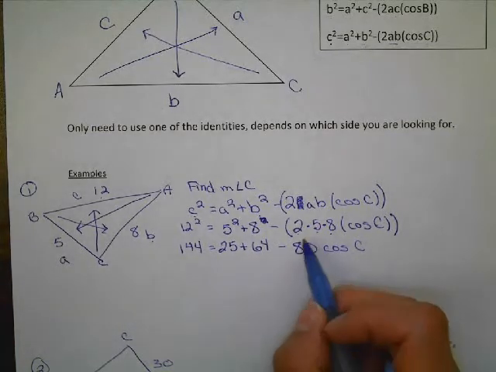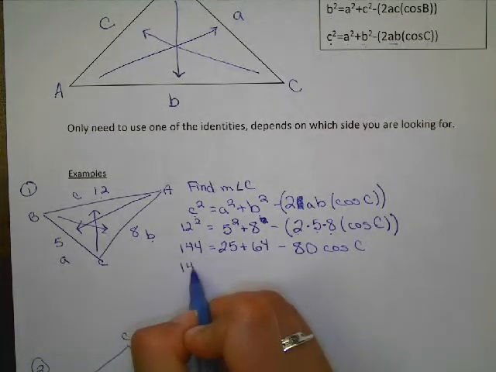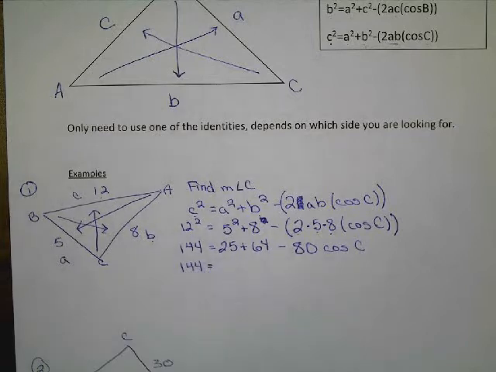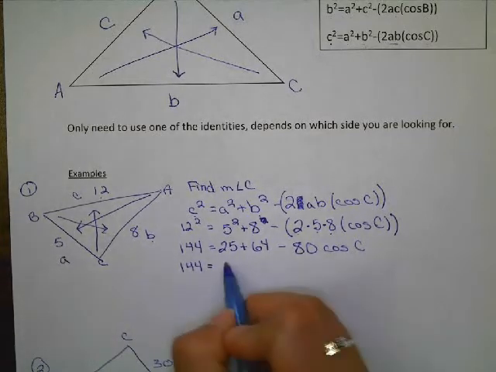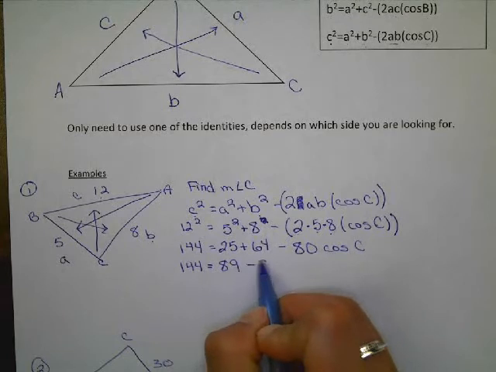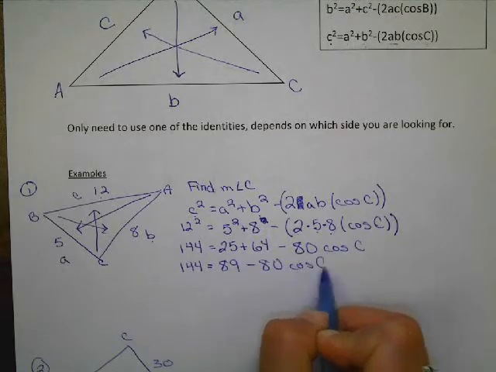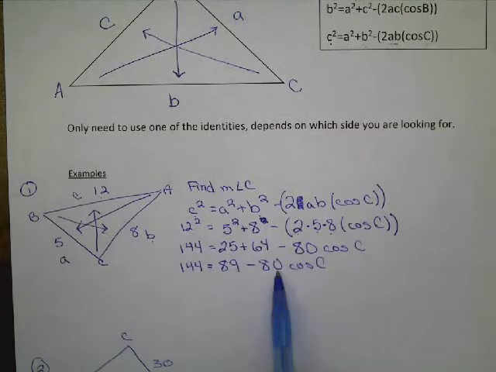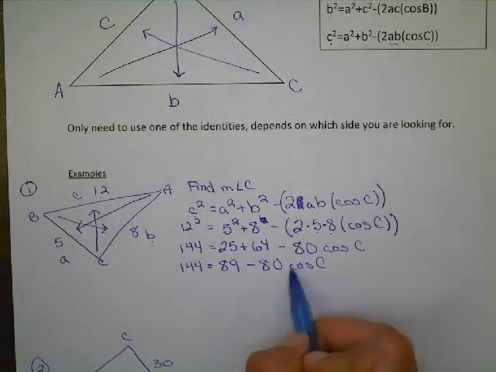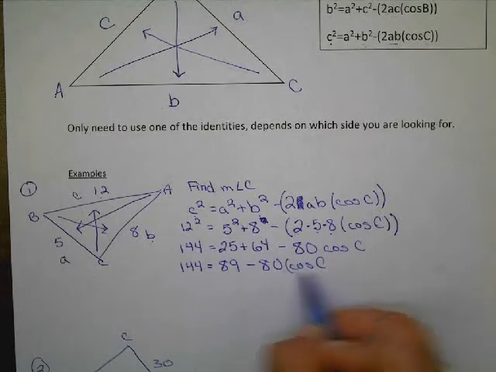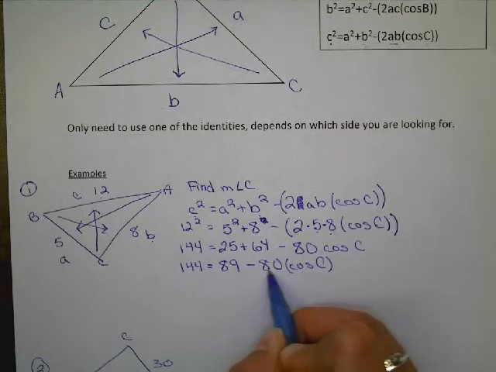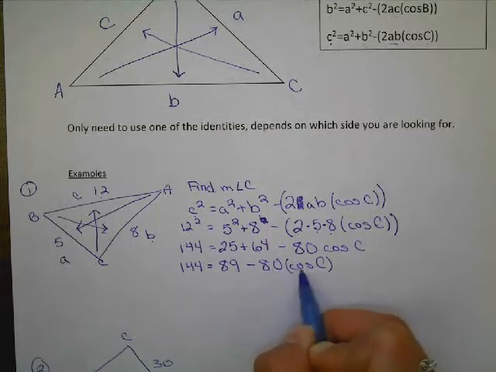Alright, now I'm going to combine my like terms. So that's 144 equals 25 plus 64 is 89 minus 80 cosine C. Now you will notice I did not subtract the 80 here. The reason I did not subtract the 80 is because it's attached to the cosine of C. Remember, these are multiplied together. So if these are multiplied, I can't just subtract this 80 from it because it's being multiplied.